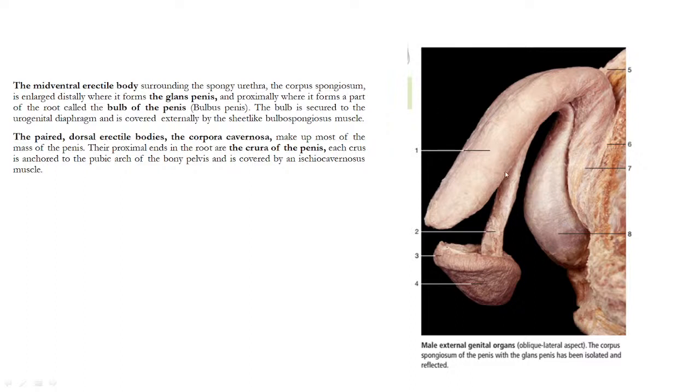The paired dorsal erectile bodies, the corpora cavernosa, make up most of the mass of the penis. The proximal end in the root forms the crura of the penis. Each crus is anchored to the pubic arch of the bony pelvis and is covered by the ischiocavernosus muscle.